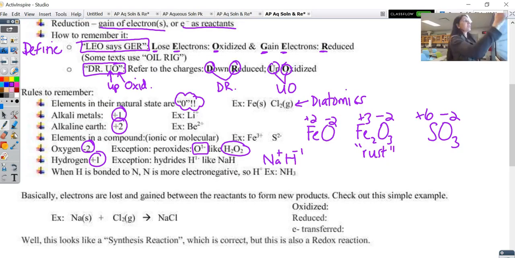And again, these are 0 charge. I'm going to show you sulfite in just a second here. Sulfite's different from sulfur trioxide, okay? Those are two separate things, two different things.